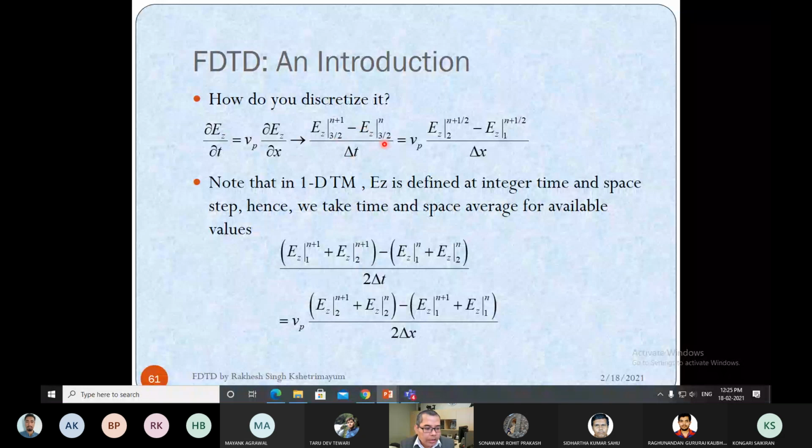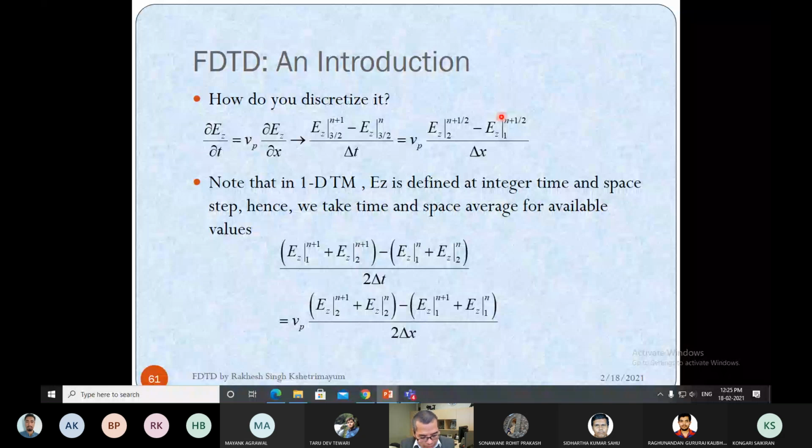And on the right hand side, del Ez by del x, so it is Ez at 2 minus Ez at 1 divided by delta x. You calculate this at time n plus half. This is 3 by 2, and this is n plus half.